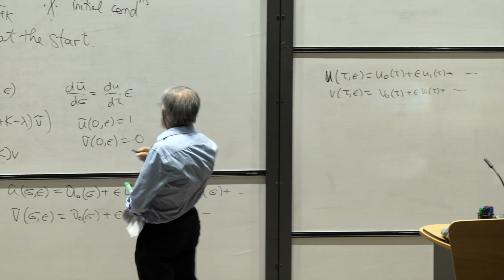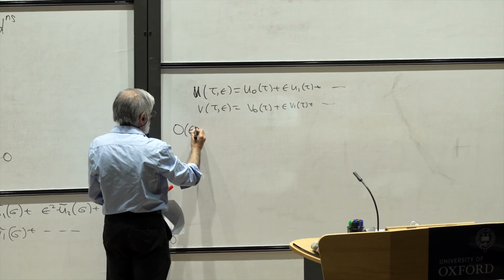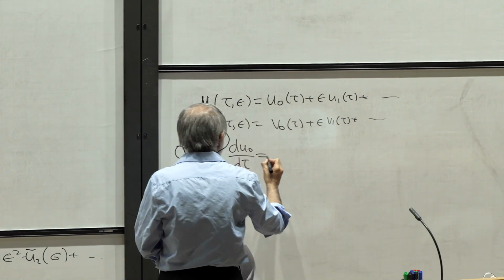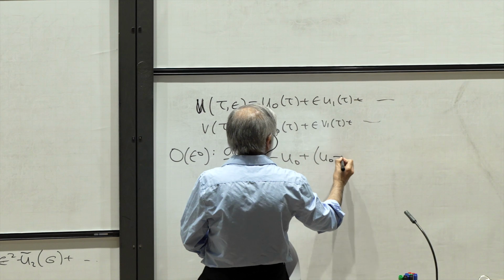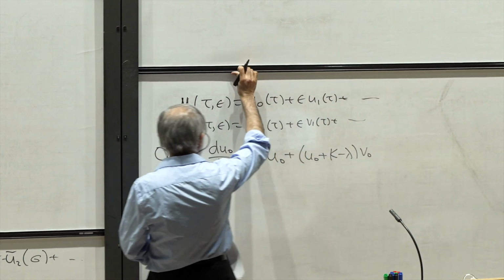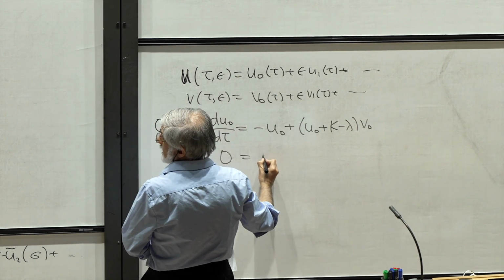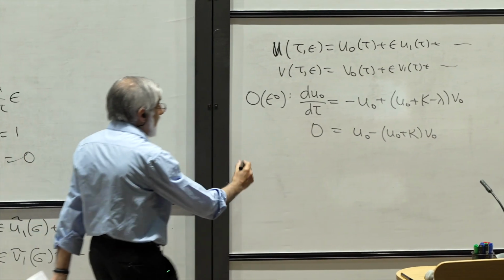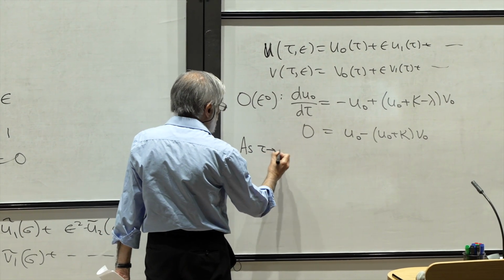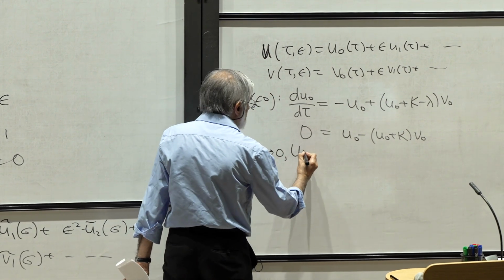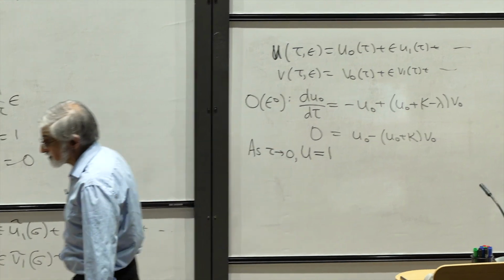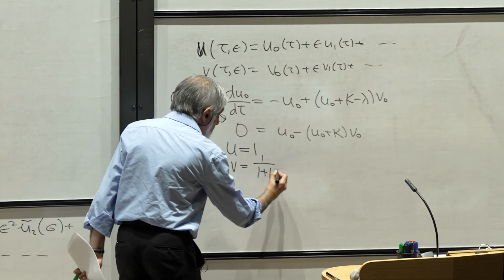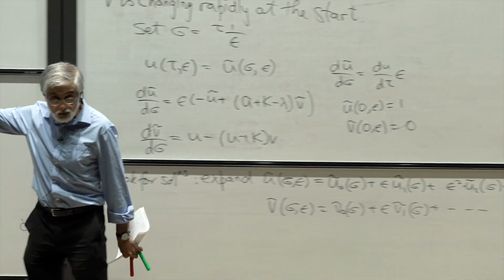And then you'd substitute into those equations, and at order epsilon to the naught, you would get du naught by d tau equals minus u naught plus u naught plus k minus lambda v naught. And then we get 0 is u naught minus u naught plus k v naught. And now we have that as tau goes to 0, u equals 1, so it matches with the 1. And v equals 1 over 1 plus k, so it matches with the 1 over 1 plus k.